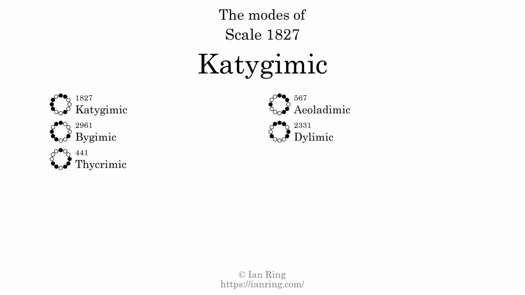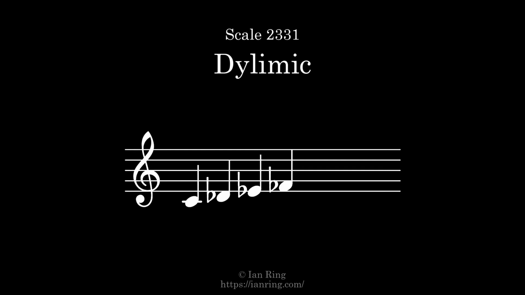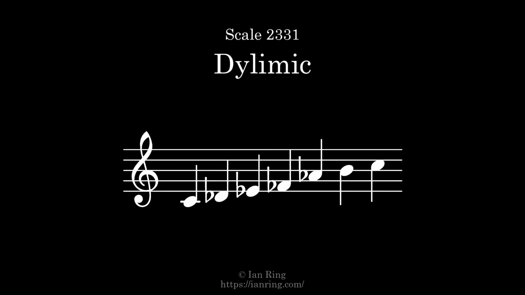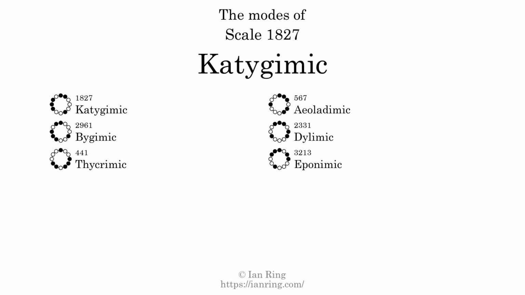The fifth mode is scale 2331, also known as Katygimic. It sounds like this. The sixth and last mode is scale 3213. Also known as eponymic. It sounds like this.